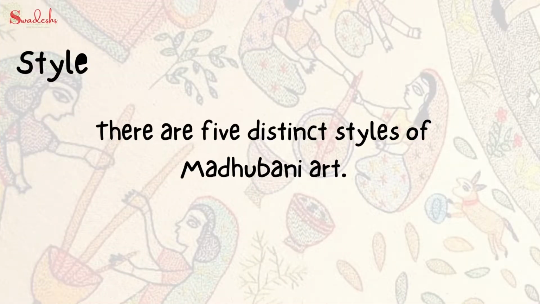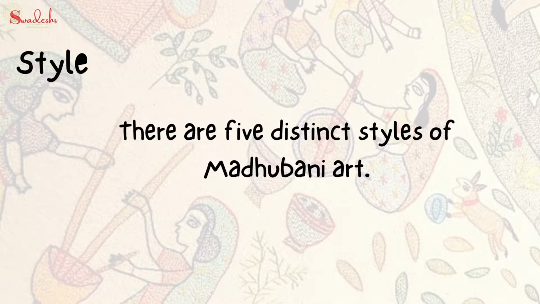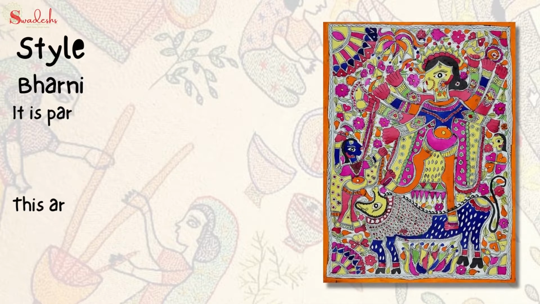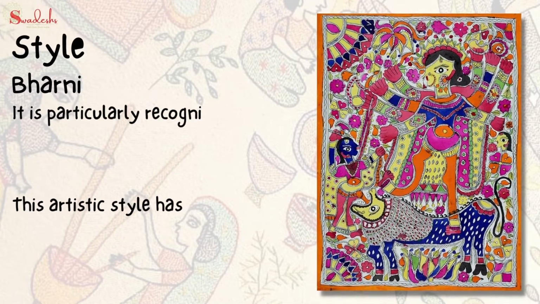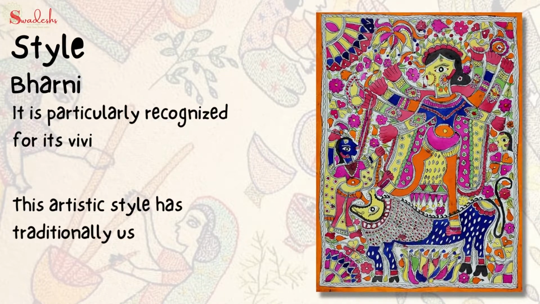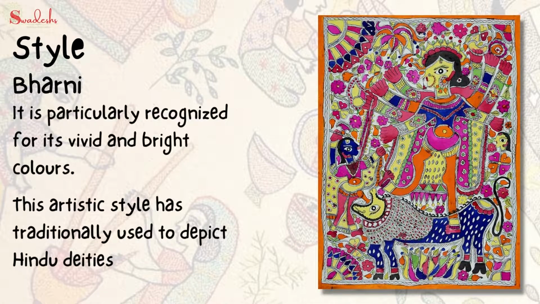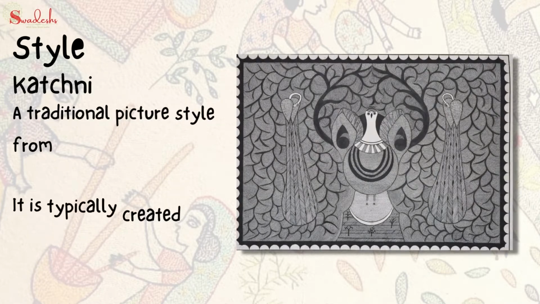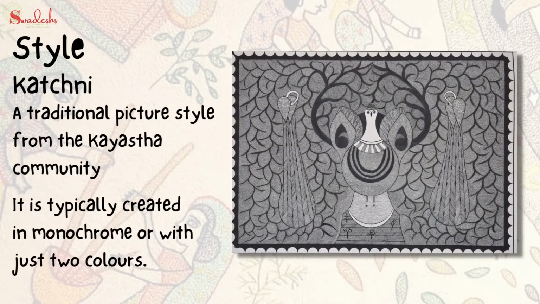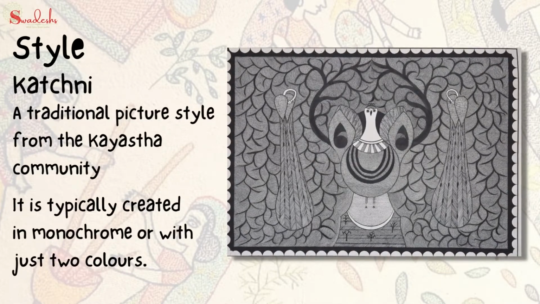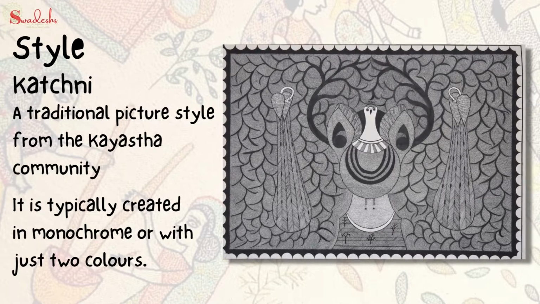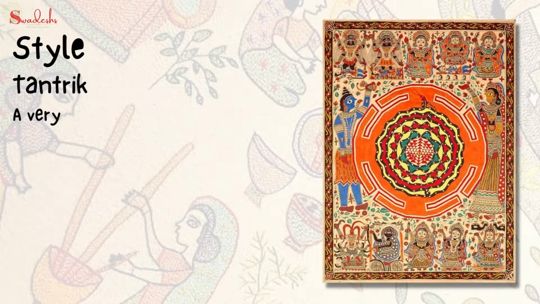Style. There are 5 distinct styles of Madhubani art. Bharni. It is particularly recognized for its vivid and bright colors. This artistic style has traditionally been used to depict Hindu deities. Katchni, a traditional picture style from the Kayastha community. It is typically created in monochrome or with just 2 colors.